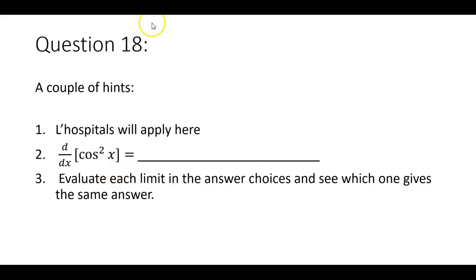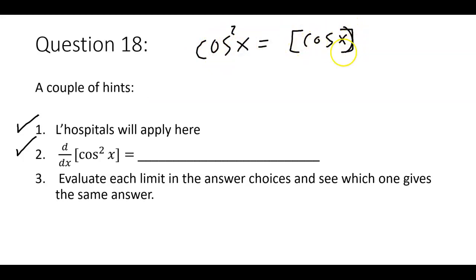All right, for question number 18, I'm not going to do an example. I'm just going to give you a couple of hints. First of all, L'Hopital's rule will apply. Second of all, you're going to need to find the derivative of this expression here. Now, before I show you the derivative of that expression, cosine squared of x, what that really means is cosine of x squared. Now, to find this derivative, you're going to do the chain rule.